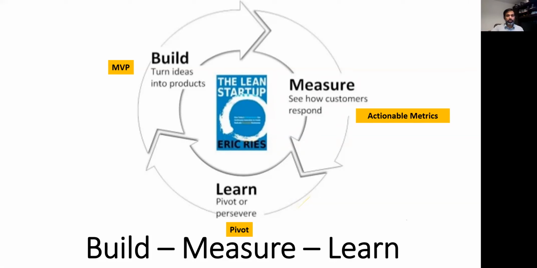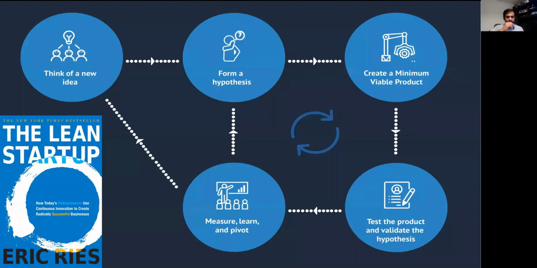That's how I would put it. Okay, so we'll move forward. So this is what the process looks like. Remember, you've got this idea, you form a hypothesis, you create a minimum viable product, you test the product, and then you learn from that process.